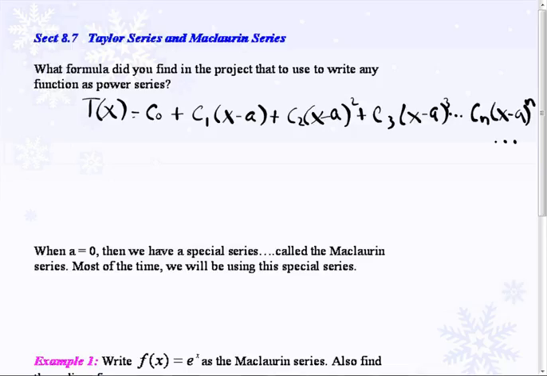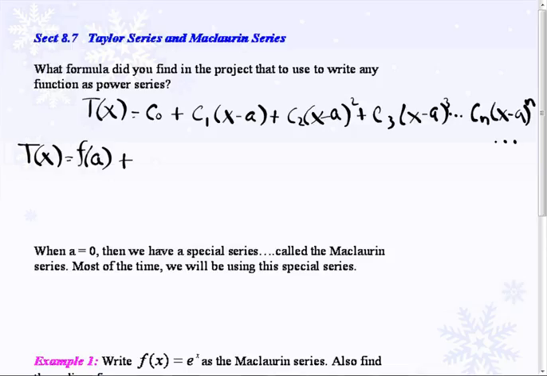Okay. What did you find out for the coefficients? I know a lot of you found it out yesterday. There's some sort of factor that has to do with the derivatives. So the first term is f of a, right? Plus. Then what's the next one?